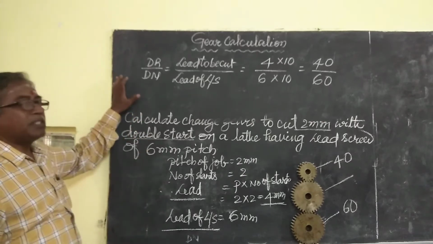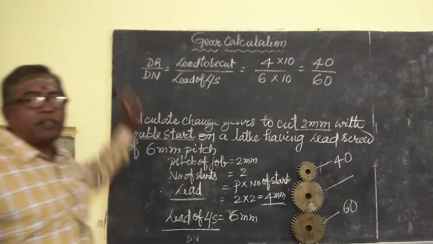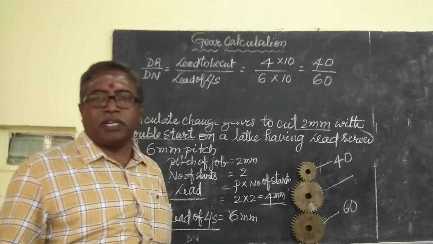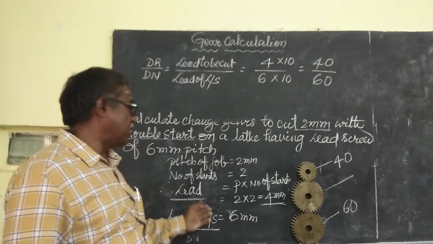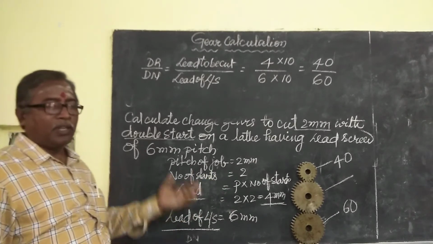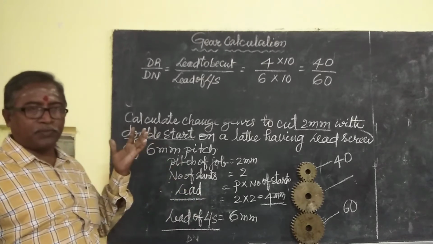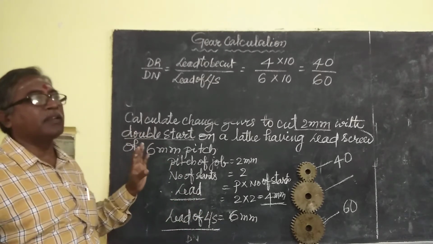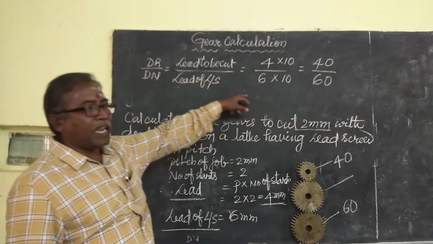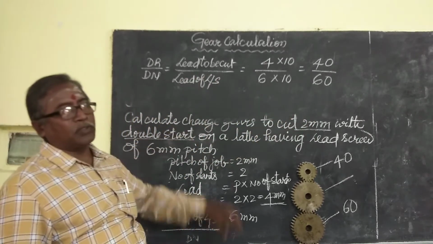So like this we have to calculate, whether the lead is given or pitch is given. Sometimes a lead screw with double start will be given. If the lead screw is double start, multiply by 2. If it is 3 starts, multiply by 3. If it is 4 starts, multiply by 4. As the number of starts increases, the helix angle of the thread also increases.